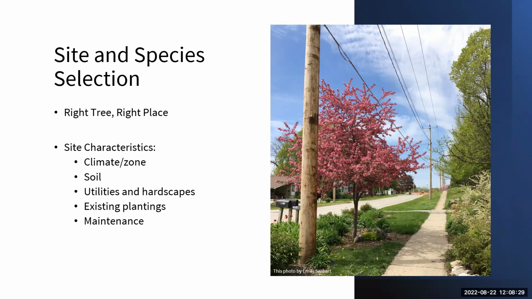Also, utilities and hardscapes would include things like that sidewalk, like that roadway. The root systems need a place to go and grow. So by evaluating the hardscapes that are around, those sites can help you determine the size of the tree that is going to be able to be supported in that location. Existing plantings impact what trees you're going to be putting in a site. And then also maintenance. What do you have available in terms of time to care for these newly planted trees?